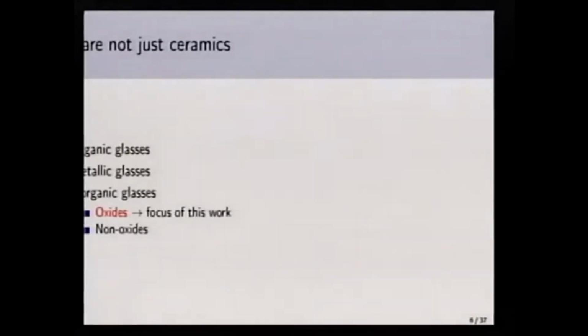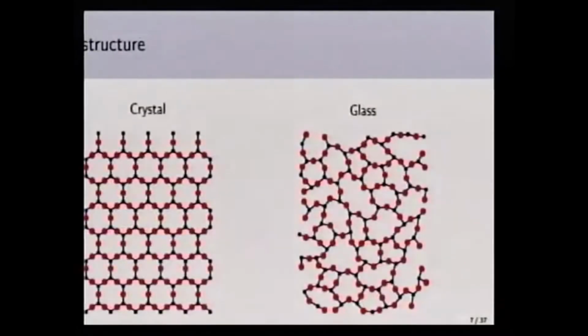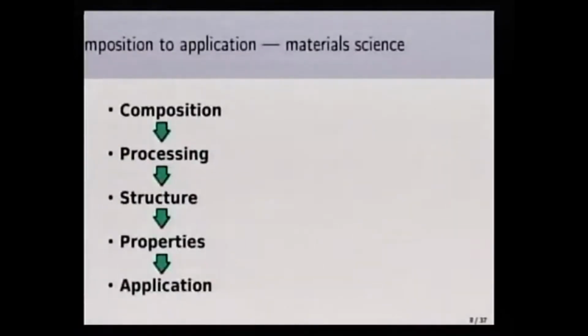But for this talk, I will be limiting myself to oxide glasses. This is the focus of this work, right? So when I say glasses, please keep in mind, I'm talking about oxide glasses, okay? And you probably know this, the main difference between a glass and a crystalline material is its structure. And this will be very important for us. A crystalline material has an atomic structure that's periodic, and a glass material has an atomic structure that is disordered. Of course, there is much more to it. This is just a simplistic view, but for us, it's enough, okay?